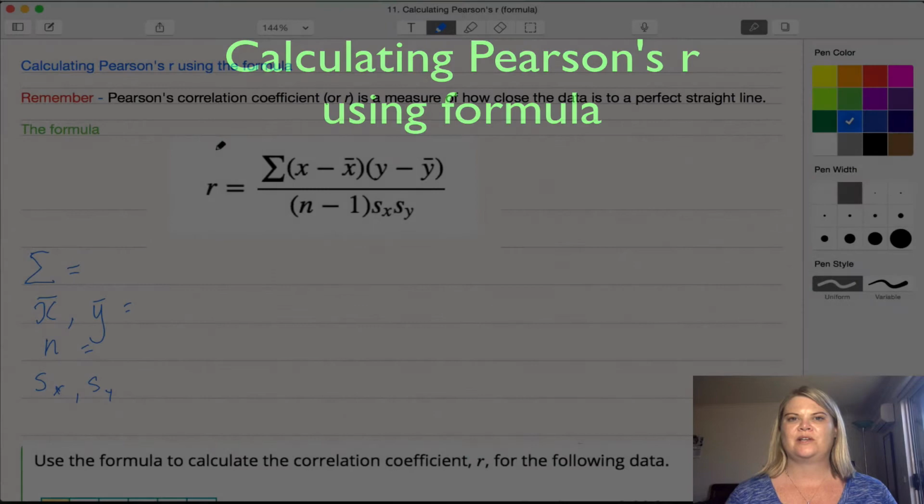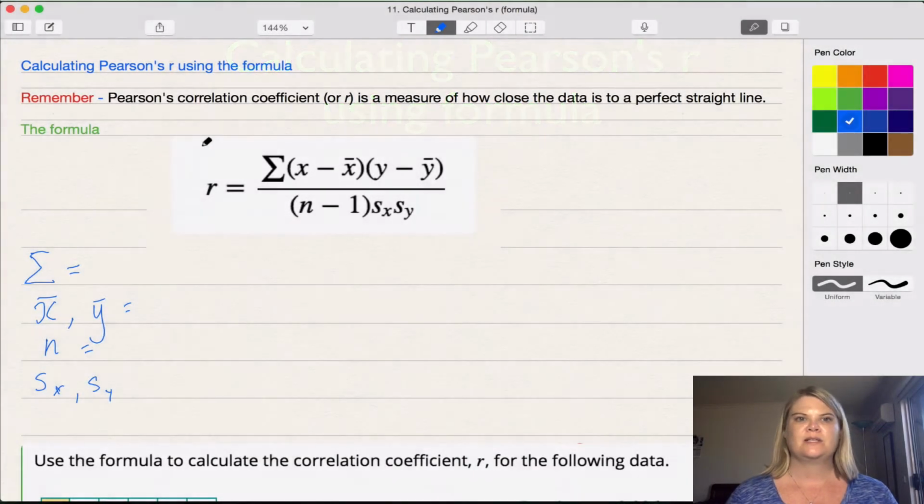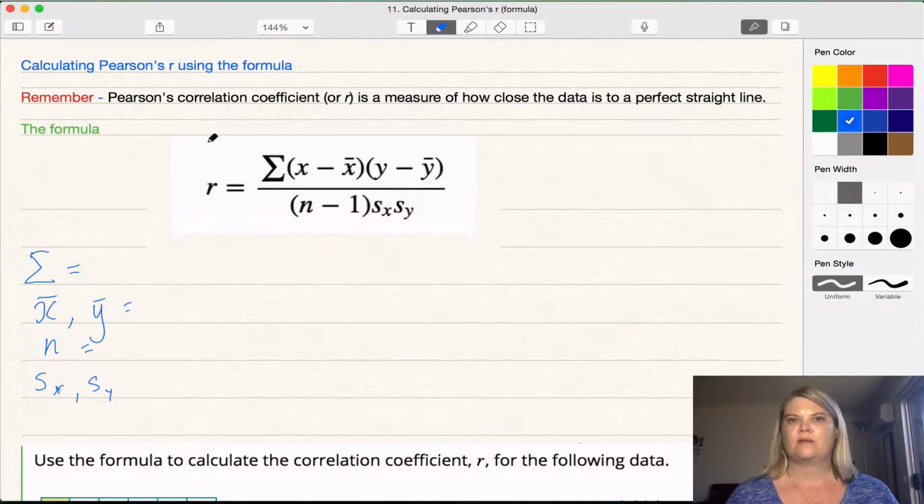Hello and welcome to our video on calculating Pearson's R using the formula. Now in reality you'll always have your calculator in your exam, so you'll be able to use that to calculate Pearson's R, but it is worthwhile and you could be examined on this formula, so you need to make sure you jot the formula down into your summary book, and you'd need to have an understanding of the different parts of the formula.